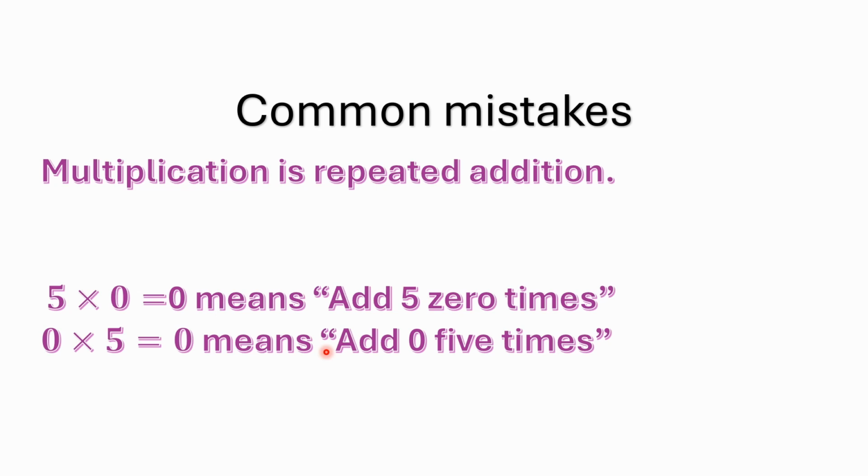If I take 0 times 5, it means add 0 5 times. Well, I can add a million zeros, and I'm still going to get 0. So no matter how many zeros I add, you'll get 0. So they're both the same thing.